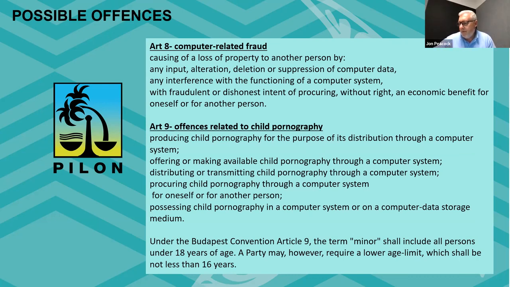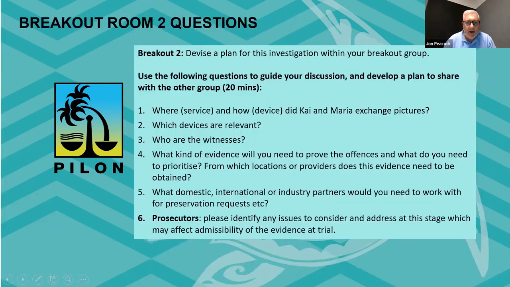So our next breakout room is to look at the strategy that we need to consider as the investigation team to get a successful outcome, successful prosecution for this matter. So what we want to do is to try and develop an understanding of the steps that we need to follow to obtain the evidence that we need. There are a couple of questions that you'll see on the screen there, and I think there's a particular question there for the prosecutors in the group in relation to any issues that may impact admissibility at trial.